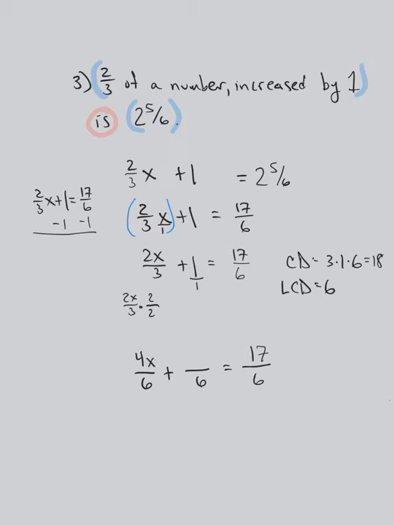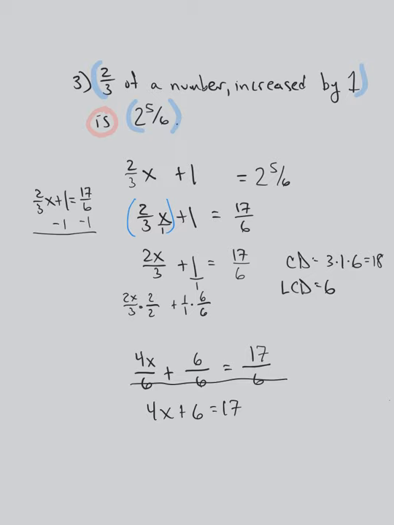And then in my second one, I have 1 over 1, but I want its denominator to become 6. So what do I multiply top and bottom by here? 6 over 6, right? And so the second numerator becomes 6. Remember what we mentioned last lecture: as long as all of the denominators are the same, and they are, 6, 6, and 6, then I can just cross them out. Look what I have left: just 4x plus 6 is equal to 17.